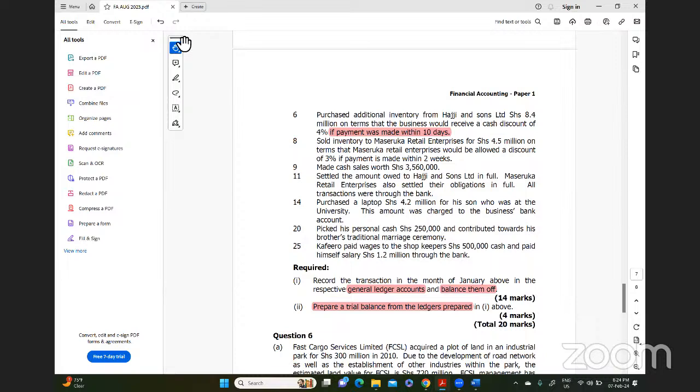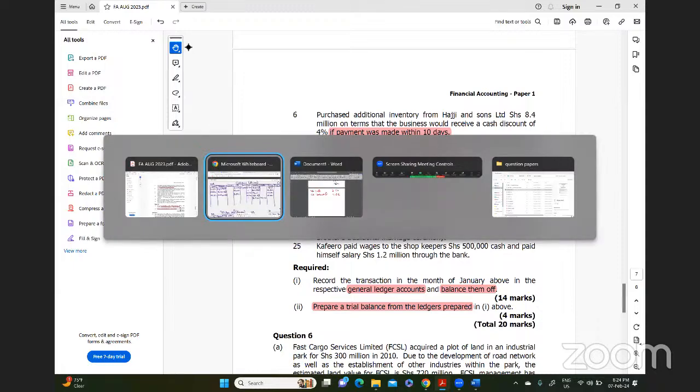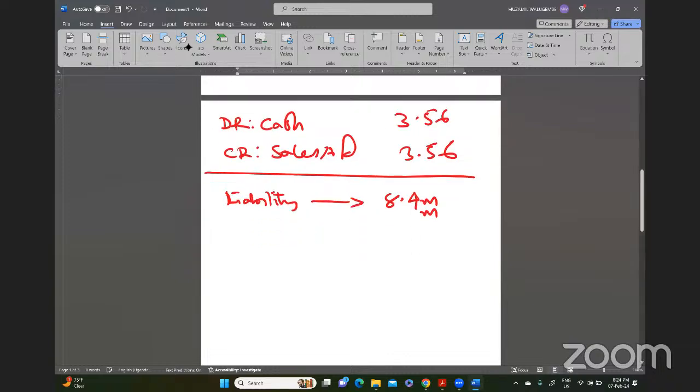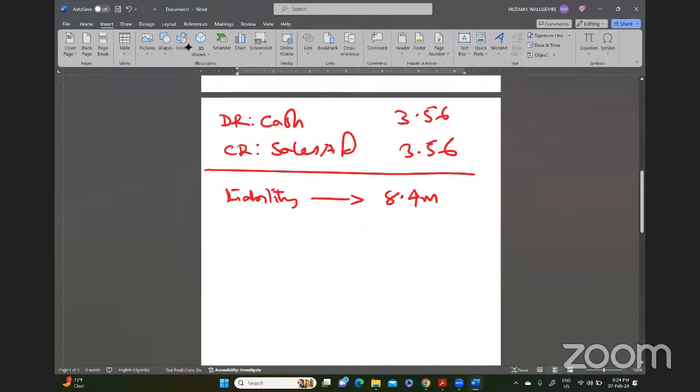But remember, part of the terms of the contract were that if we pay within 10 days, we get a 4% discount, isn't it? Have we paid within 10 days? Yeah, so we are going to receive a discount. Remember, Haji was demanding us 8.4. The liability was 8.4 million. And this is the money that we are supposed to pay, isn't it?